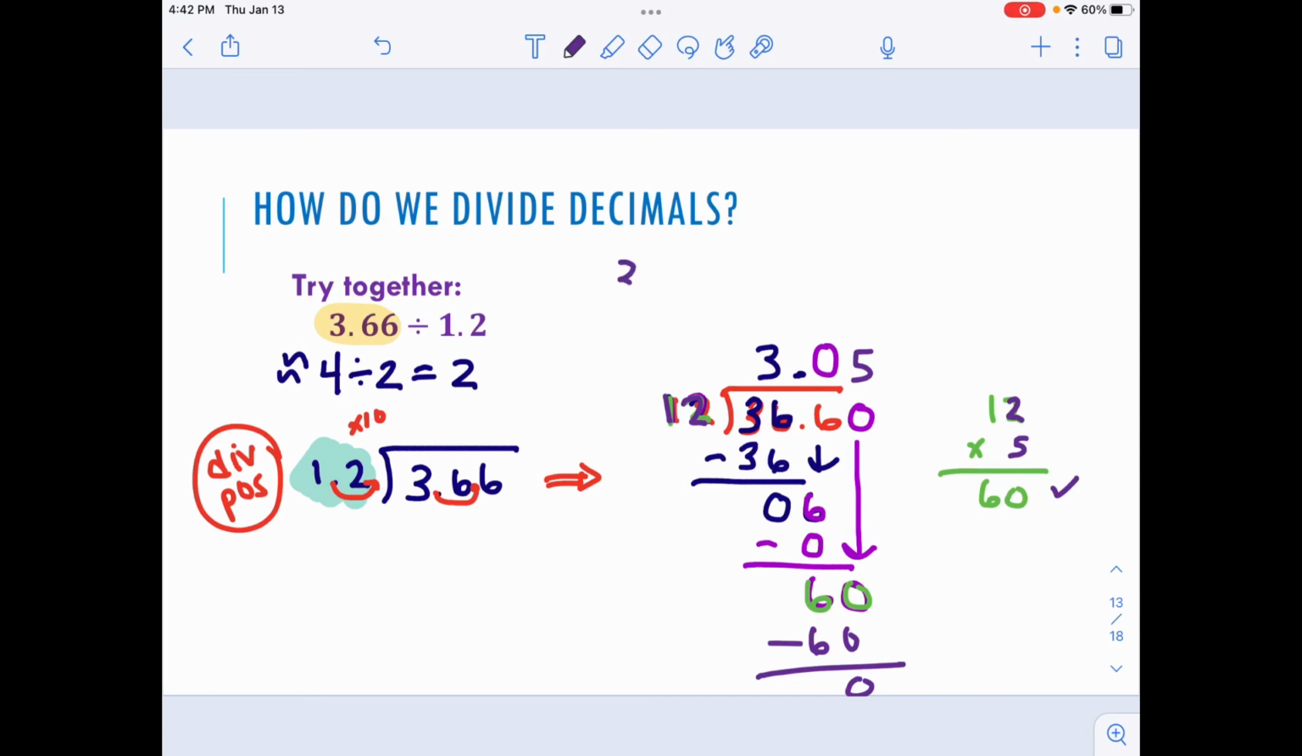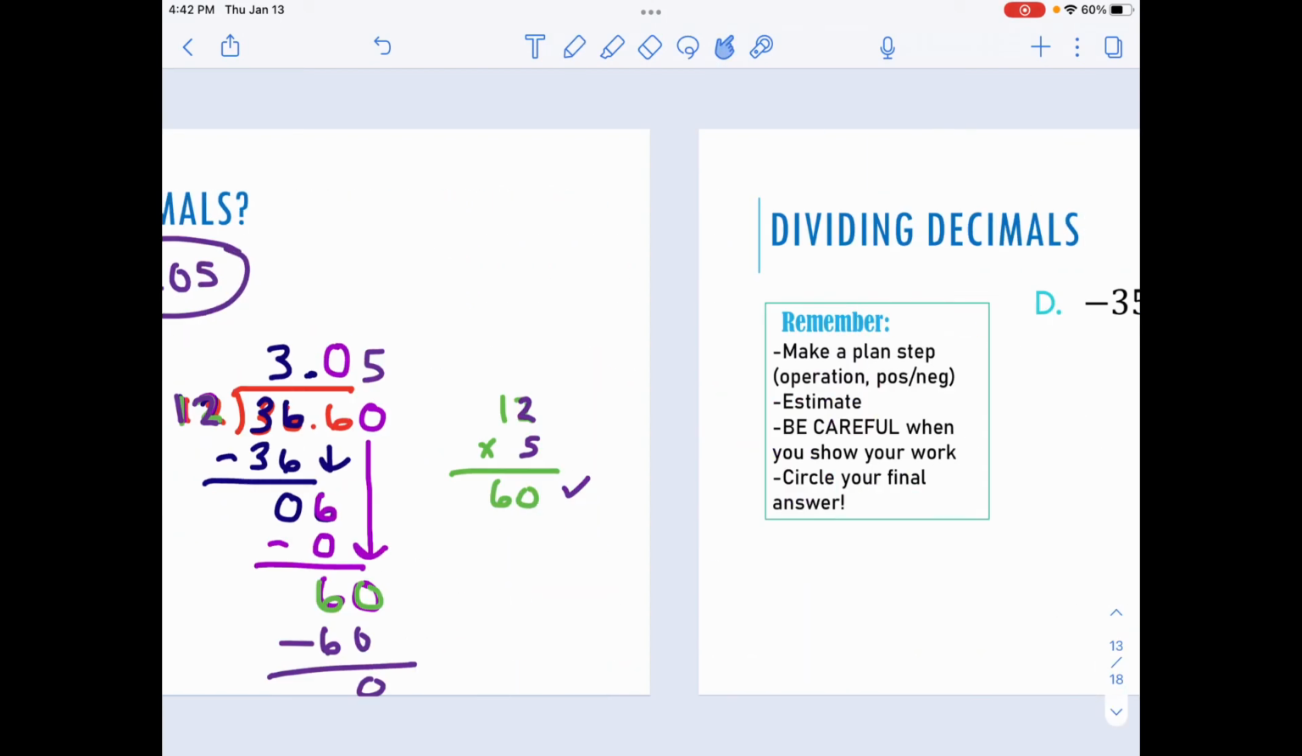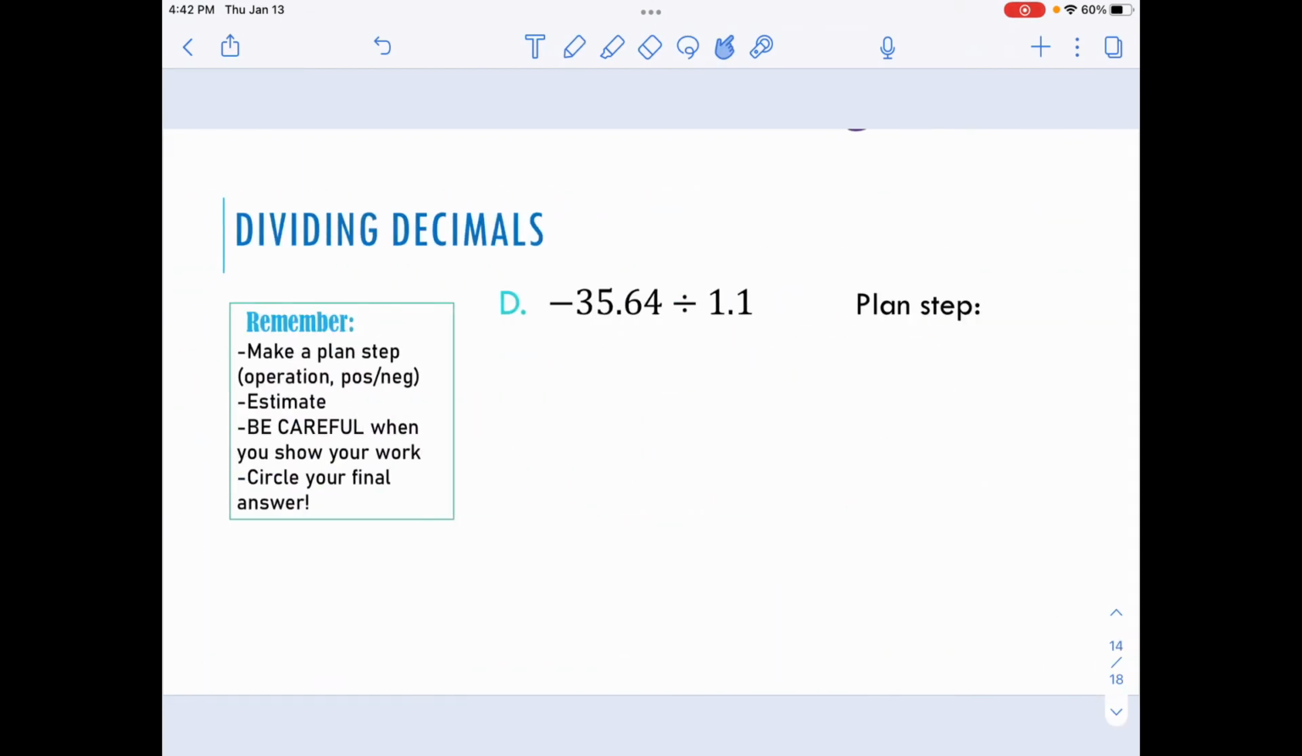Now my final answer is 3 and 5 hundredths. I'm going to check that against my estimation. It's off, but it works. I'm going to check that I did not forget a sign. My answer should be positive, so I know we're good to go. All right, let's try another division problem.